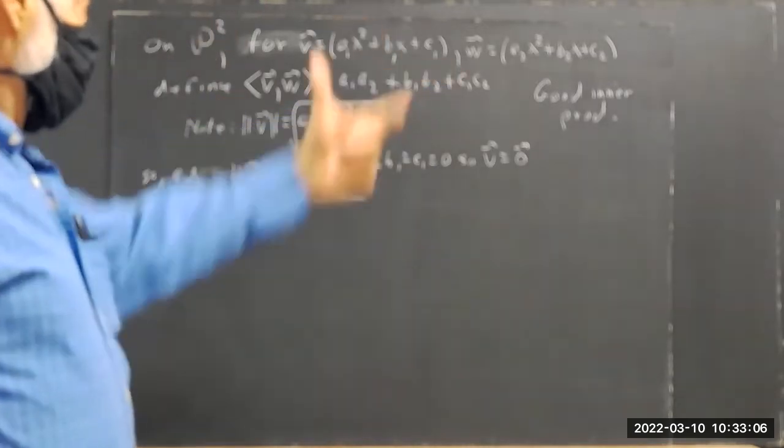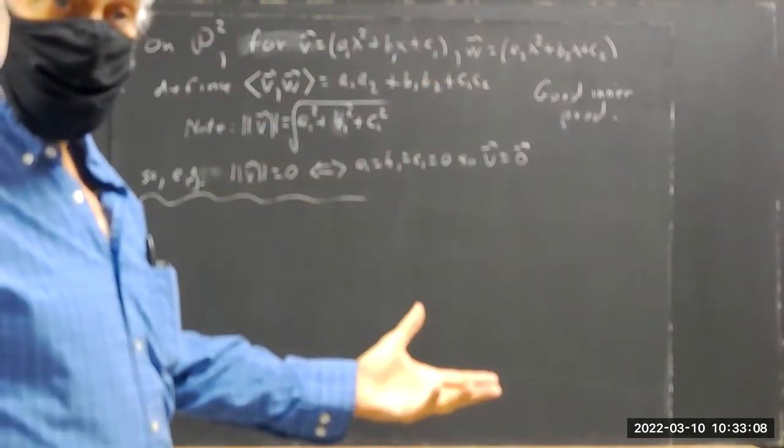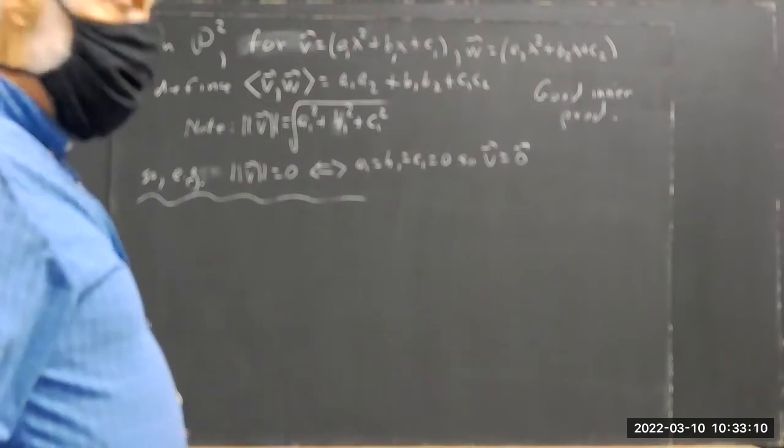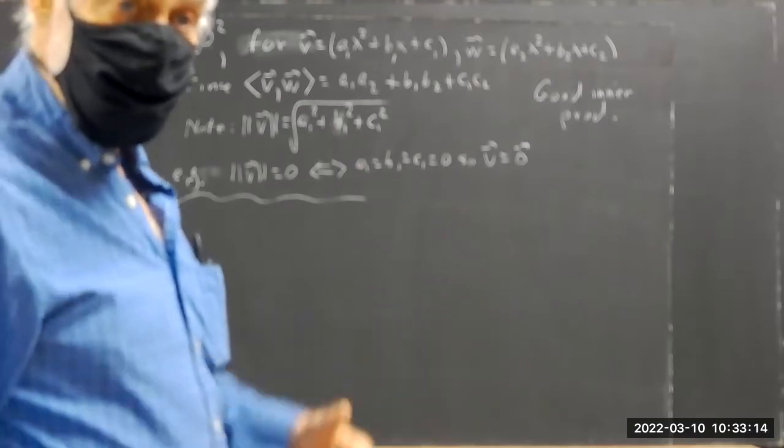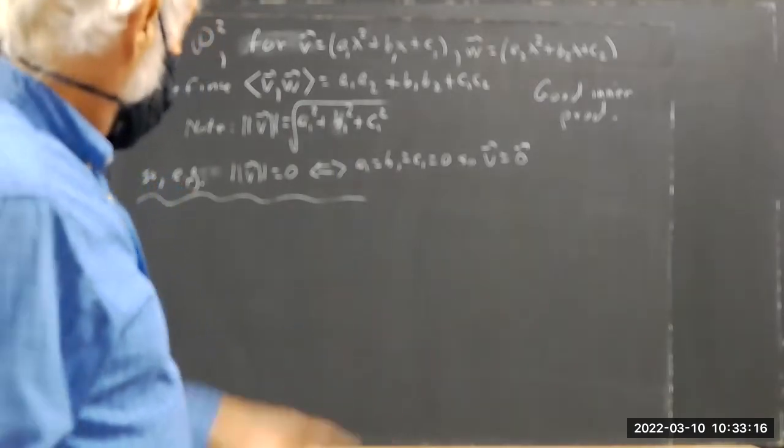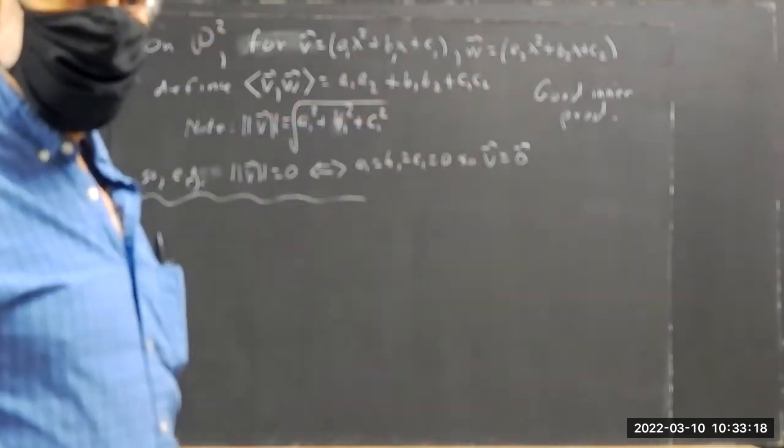Also, note that this looks just like the dot product. If you're in R3 and you have the vectors A1, A2, A3, and B1, B2, B3, the dot product is going to be just that.